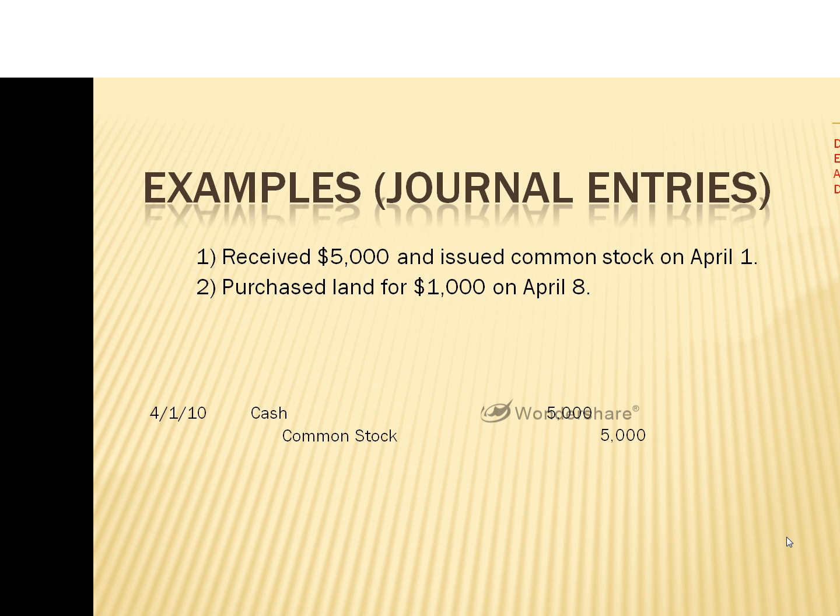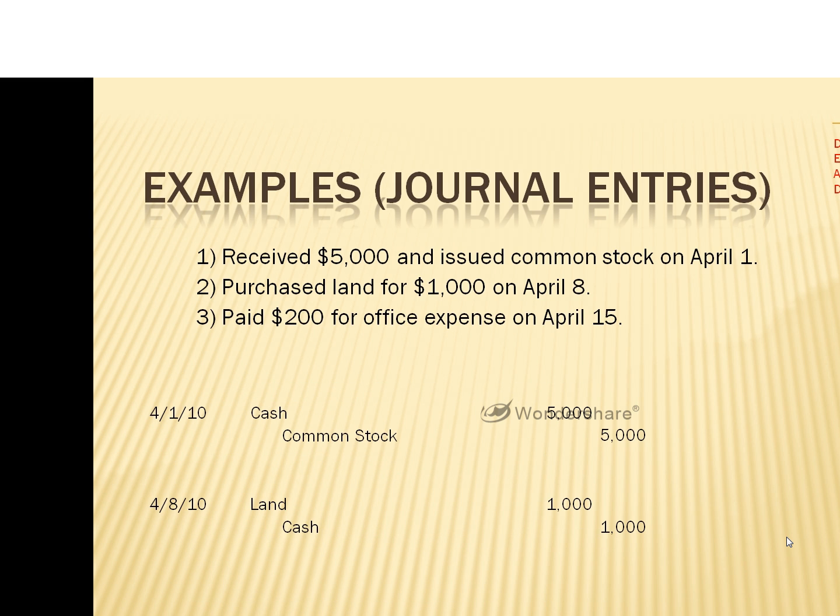Now let's look at our item number 2. We purchased land for $1,000 on April 8th. We bring in our date. We bring in our debit of land for $1,000, and we bring in our credit to cash for $1,000. Once again, we can see our debit is land, and then we have our indent, and our credit is cash.